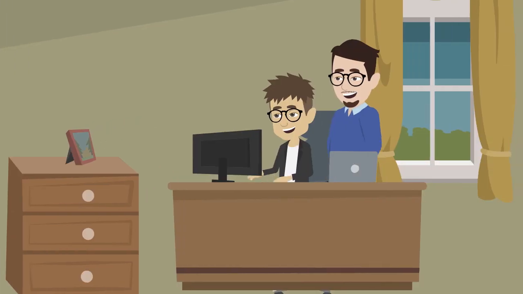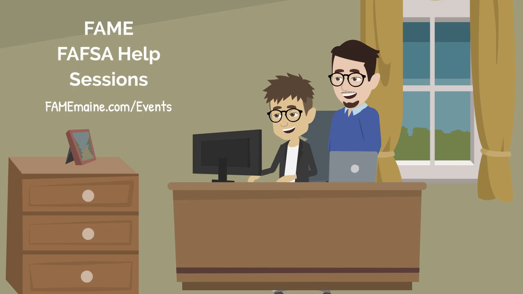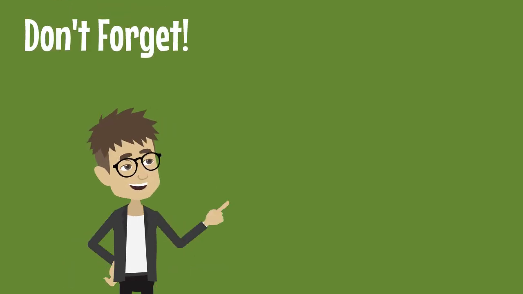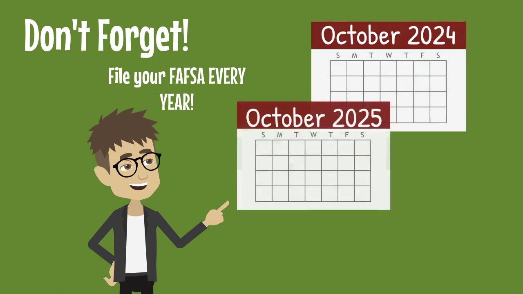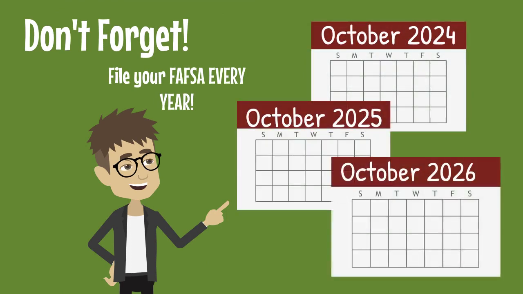Once you have gathered all the information, you're ready to file the FAFSA. You and your parents can file your FAFSA at home at your own pace once everything has been gathered, or you can attend one of FAME's FAFSA help sessions held statewide, both virtually and in person. Don't forget, you must file your FAFSA every year to receive financial aid. The good news is it will be even easier after the first year, since you already have your FSA IDs. You'll simply be providing an update each year.